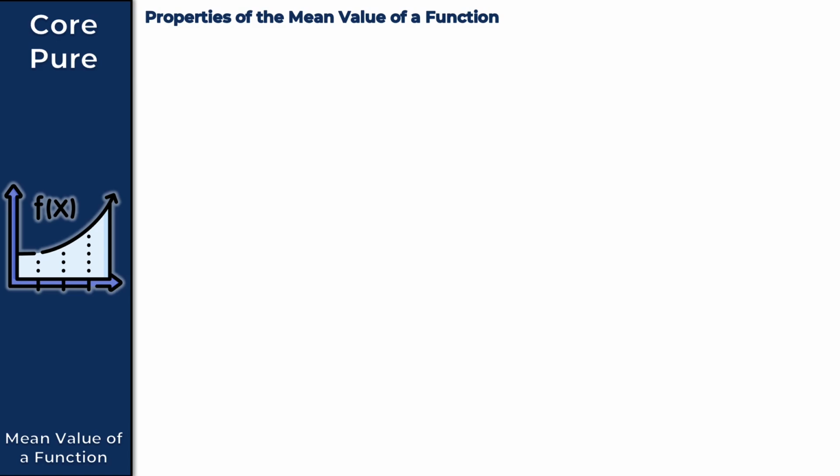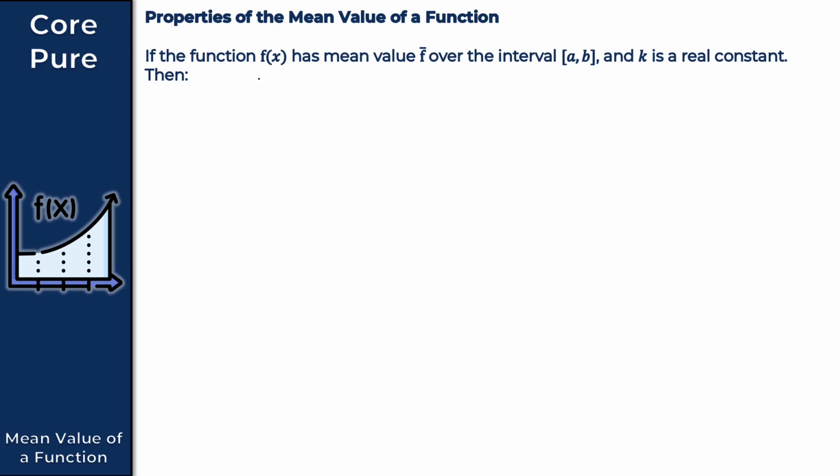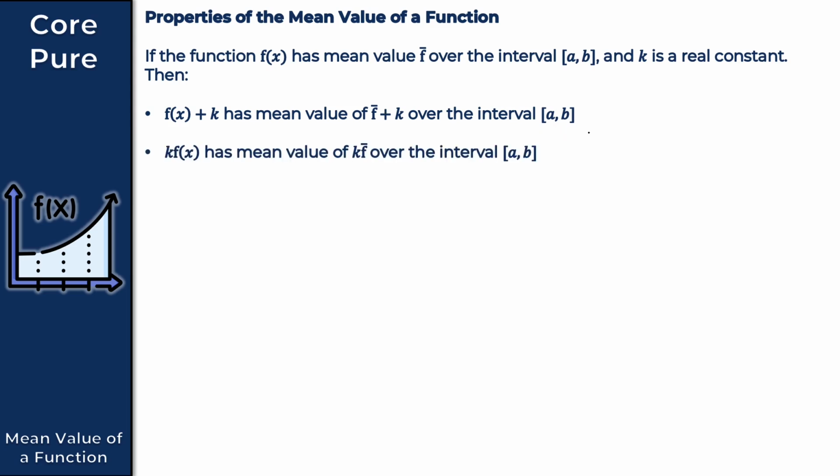So if the function f of x has mean value f bar over this given interval from a to b, and k is a real constant, then f of x plus k has mean value of f bar plus k, again over the same interval from a to b. For the second property, k f of x has mean value of k f bar, again over the same interval from a to b.